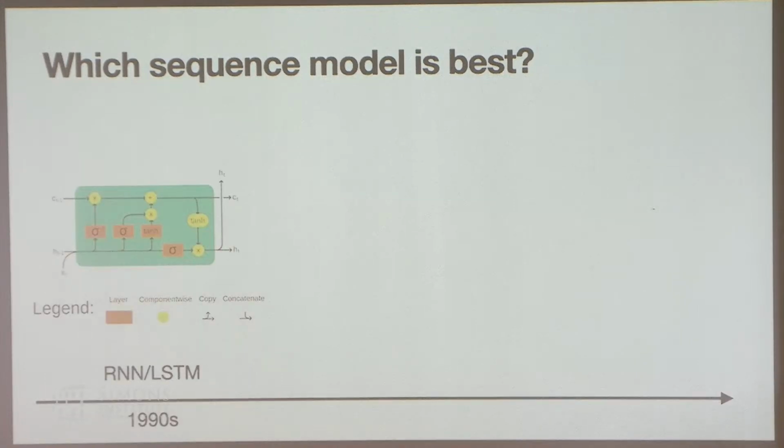And if you'd asked this question in the 90s, the answer would probably be some kind of recurrent network or LSTM. So something with a fixed state or memory that you update from iteration to iteration. This is how we do sequence modeling or language modeling, at least in the 1990s.